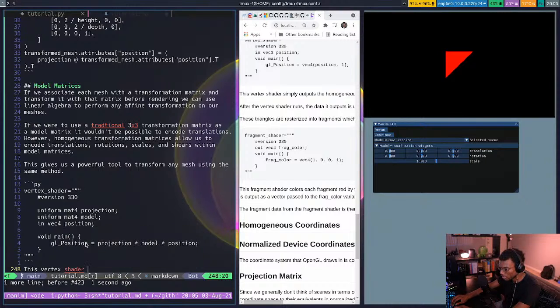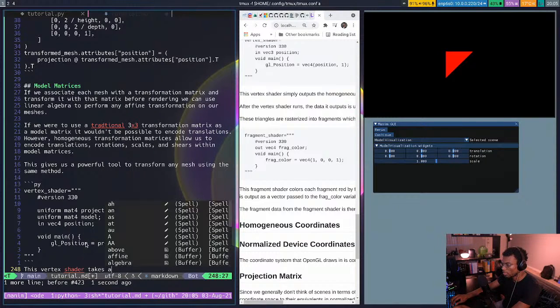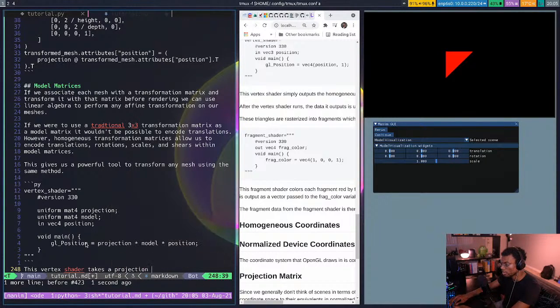Say this vertex shader takes a projection and model matrix and it fills a niche.